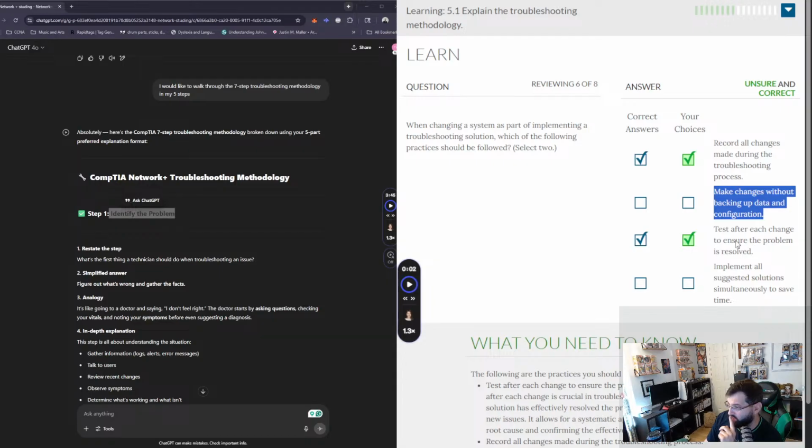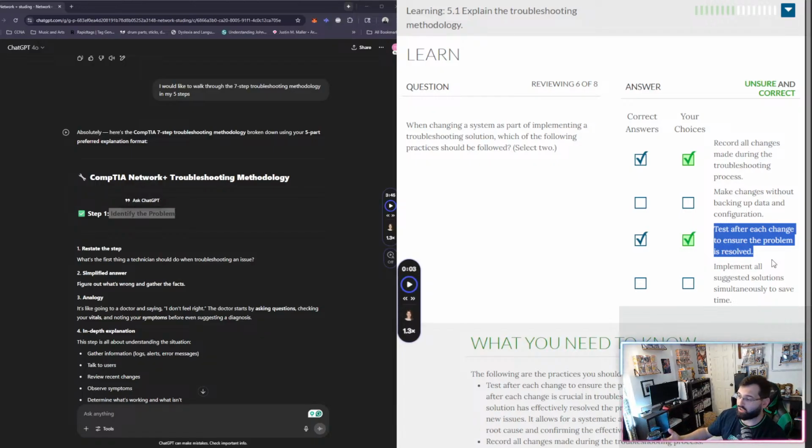Test after each change to ensure the problem is resolved. That also makes total sense. If you change one factor of a thing, you need to then test to ensure that the problem was resolved. If the problem was not resolved, therefore that can't be the thing. That cannot be the solution.